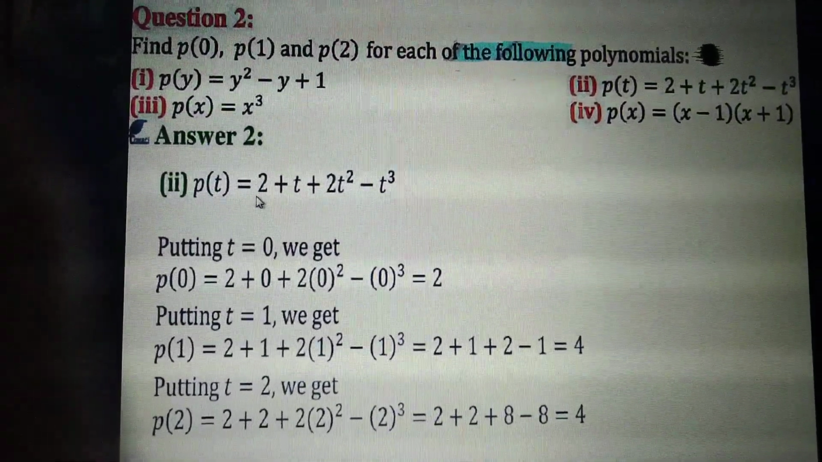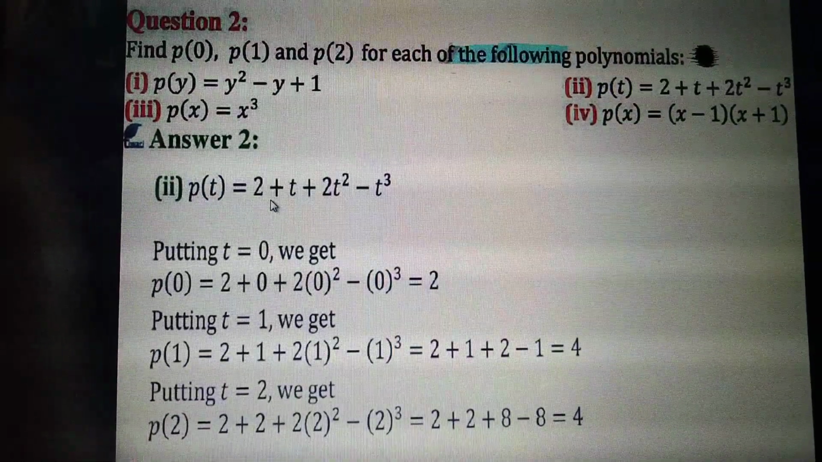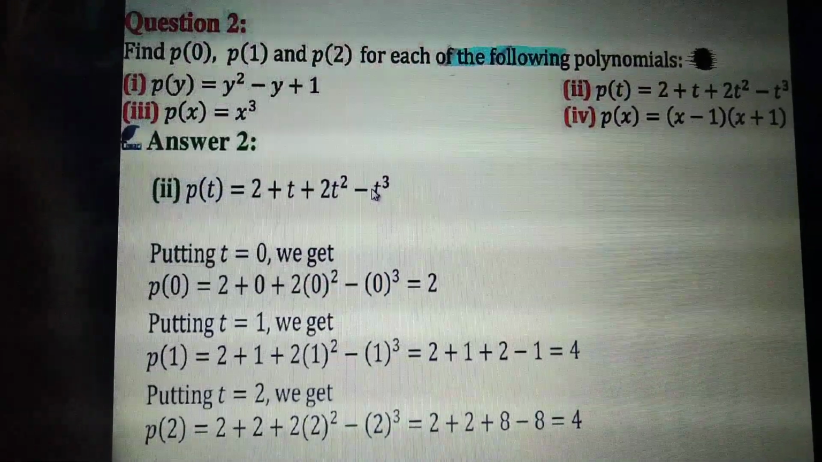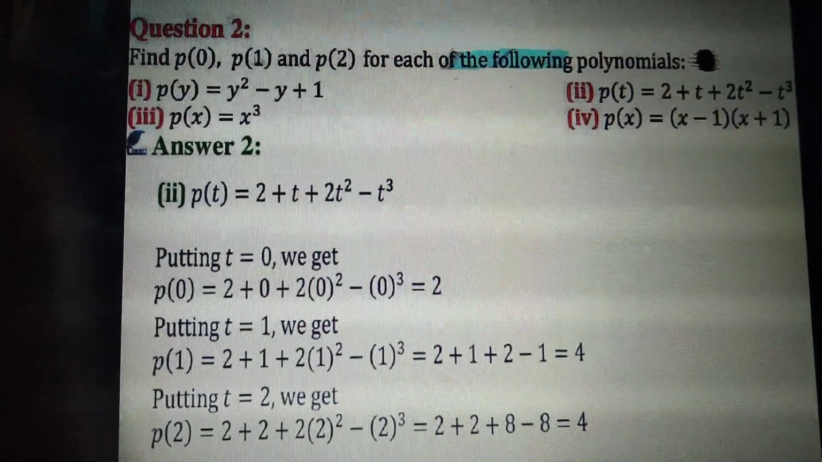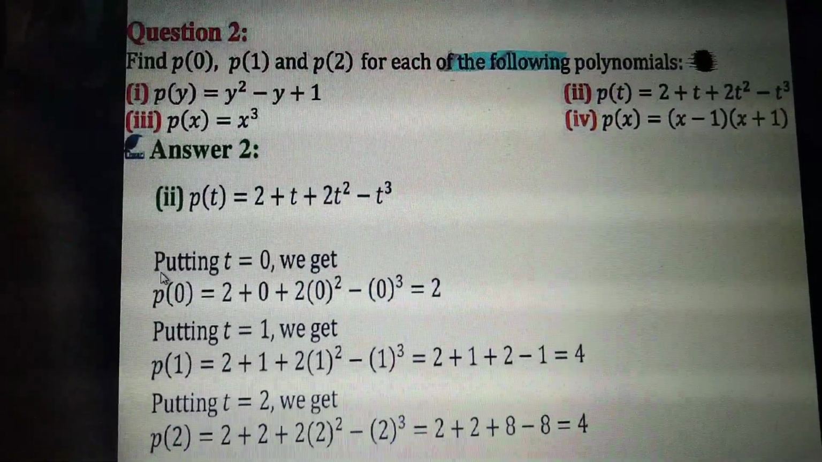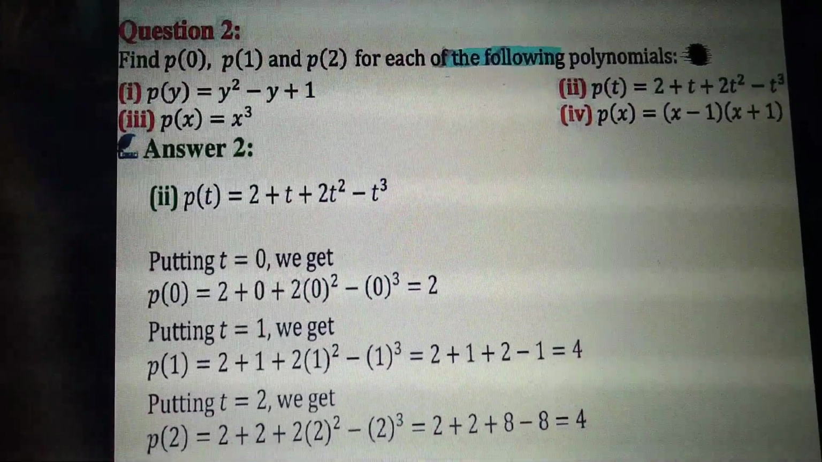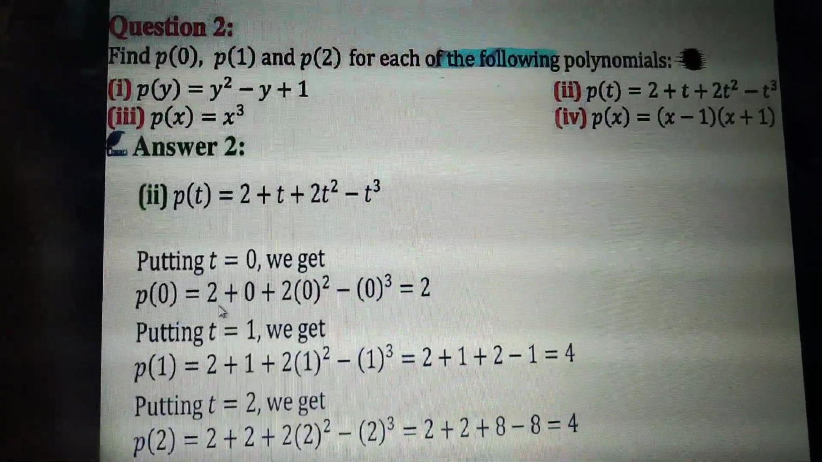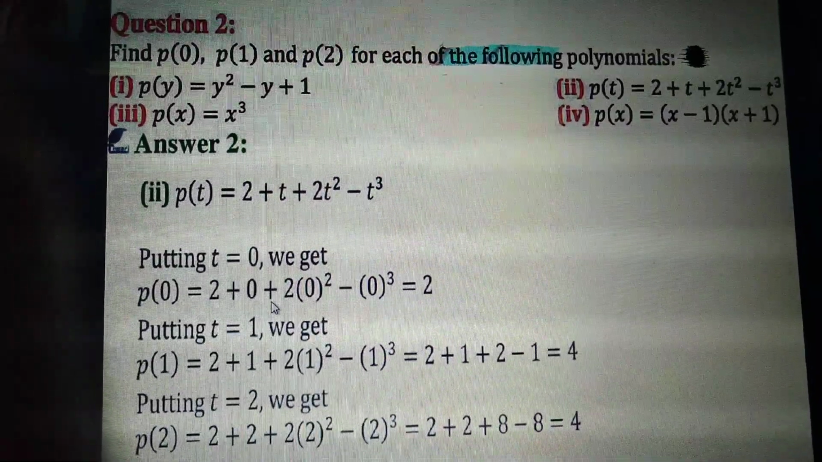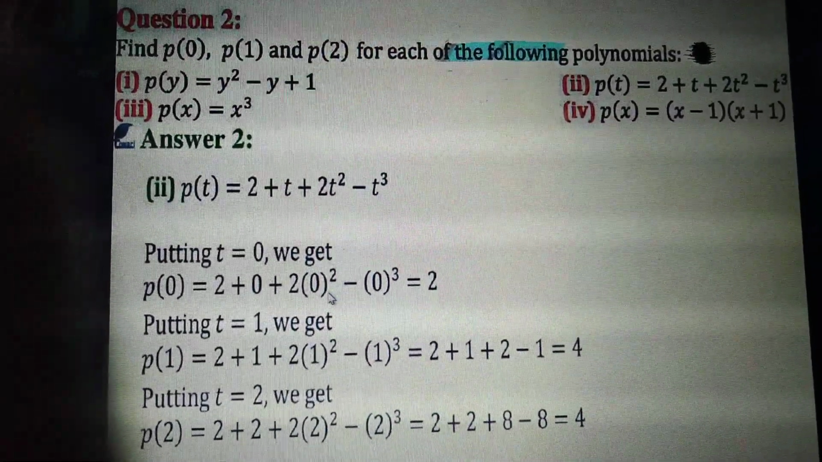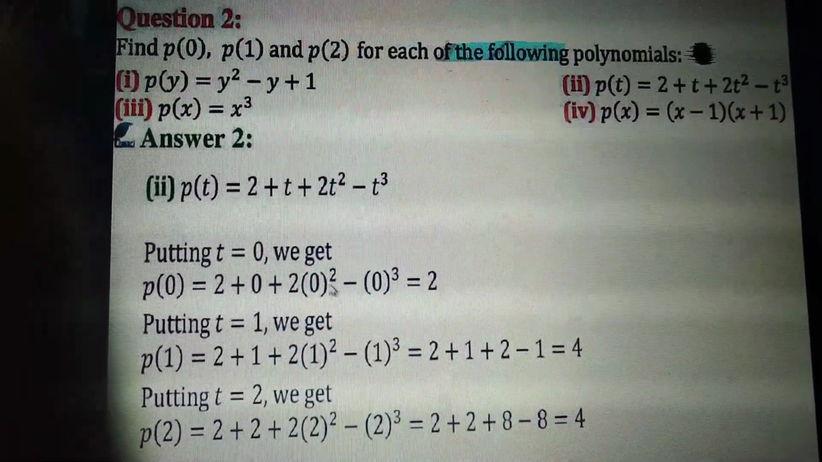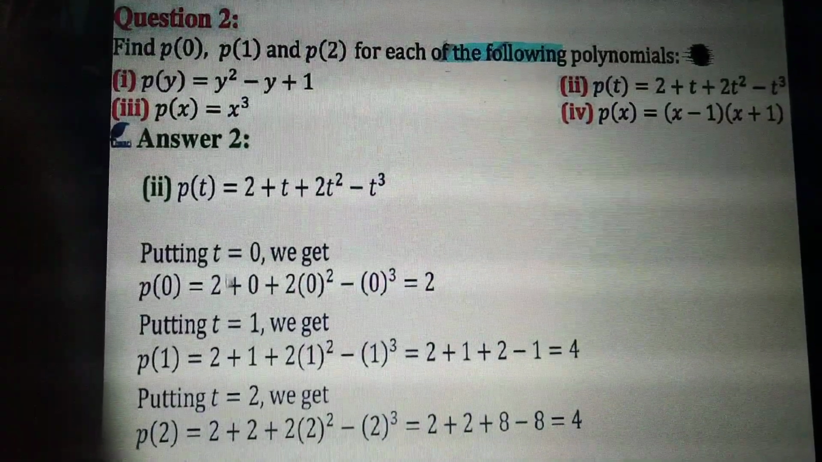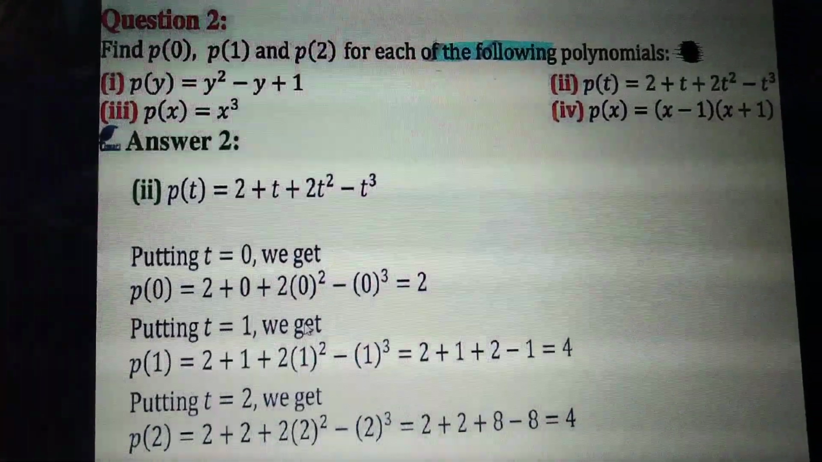p of t is equal to 2 plus t plus 2t squared minus t cubed. So first p of 0. Putting t equal to 0, we get p of 0 is equal to 2 plus 0 plus 2 into 0 squared minus 0 cubed. So here this term is 0, this term is 0 and this term is 0. We will get only 2. So which is equal to 2.